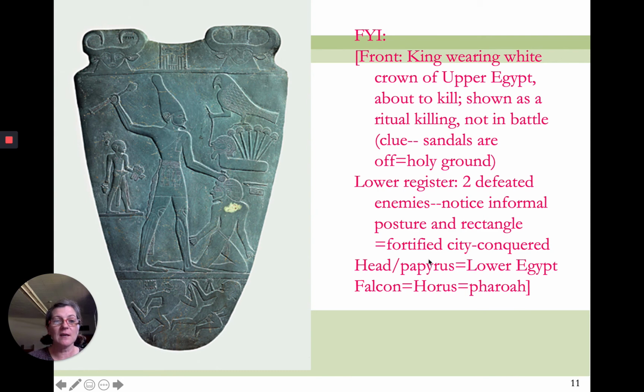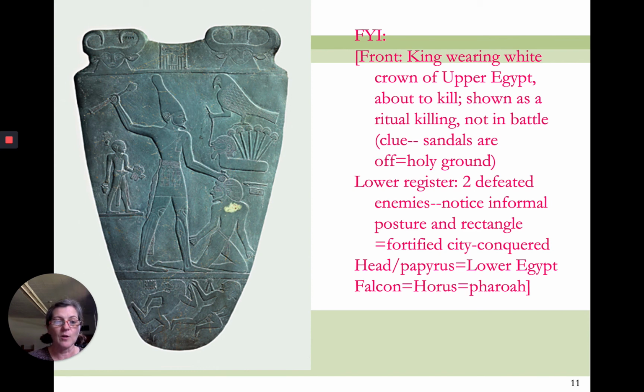So we have the king, who we know who he is because he's huge. Remember, hierarchical scale. Okay, he's about to kill. It's shown more as a ritual killing, not as a field of battle. The way you can tell is that the sandals are off. He's barefoot. Think Bible stories. Think holy ground. It's consecrated, so you remove your sandals.